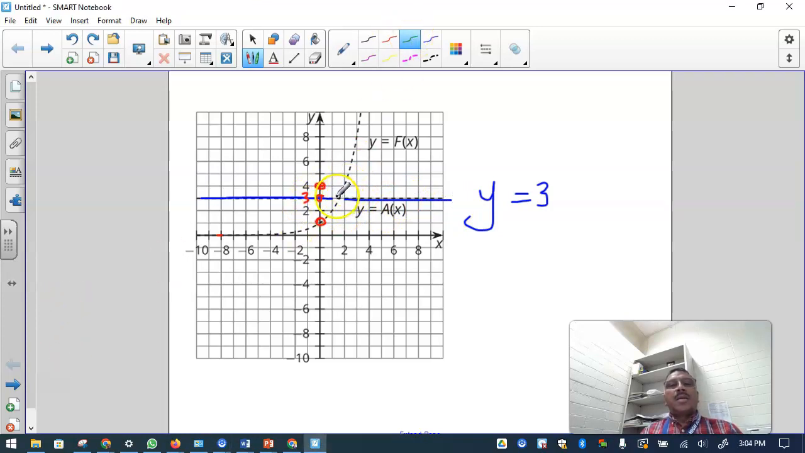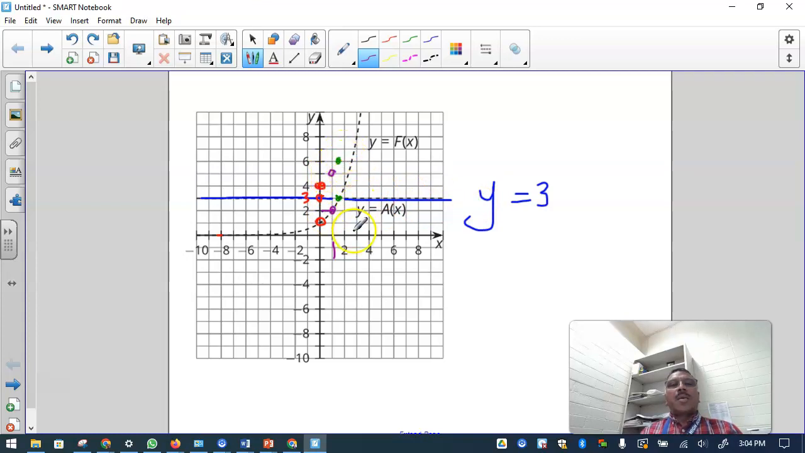Let me use the green color. At this place, the exponential has y coordinate 3 and the line also is 3, so it goes to 6, and this point stretches up like this. When the exponential y is 2, 2 plus 3 becomes 5, so this will become 5 right here.